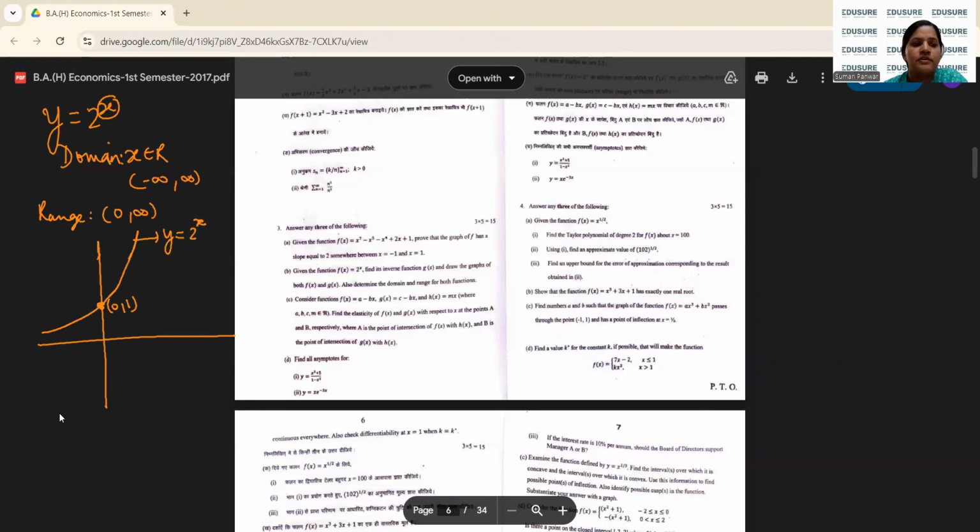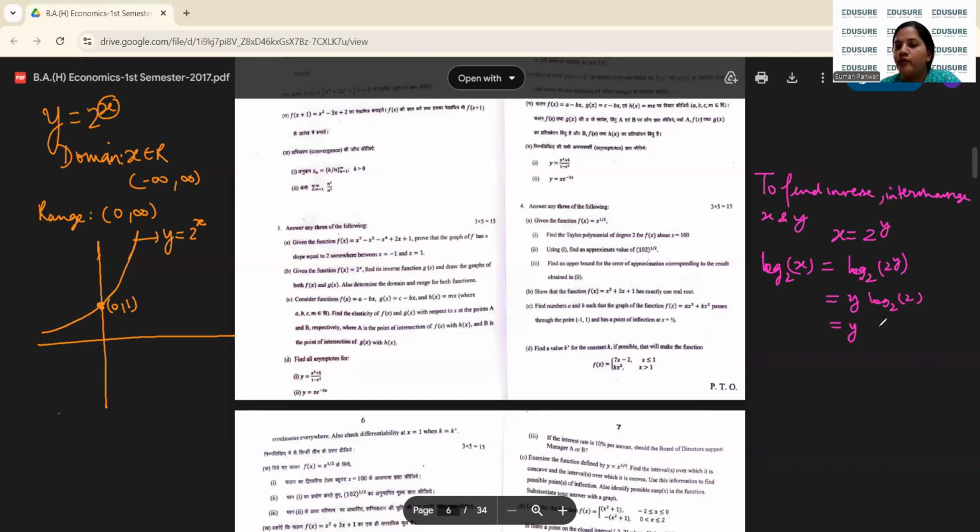Now, suppose we want to find the inverse. To find the inverse, interchange x and y. So we will have x = 2^y. Now take log with respect to the base 2 on both the sides. So we will have log₂x = log₂ 2^y. This will be y log₂2, which is y into 1, equals y. So the inverse function is log₂x. Okay. This is the inverse function.